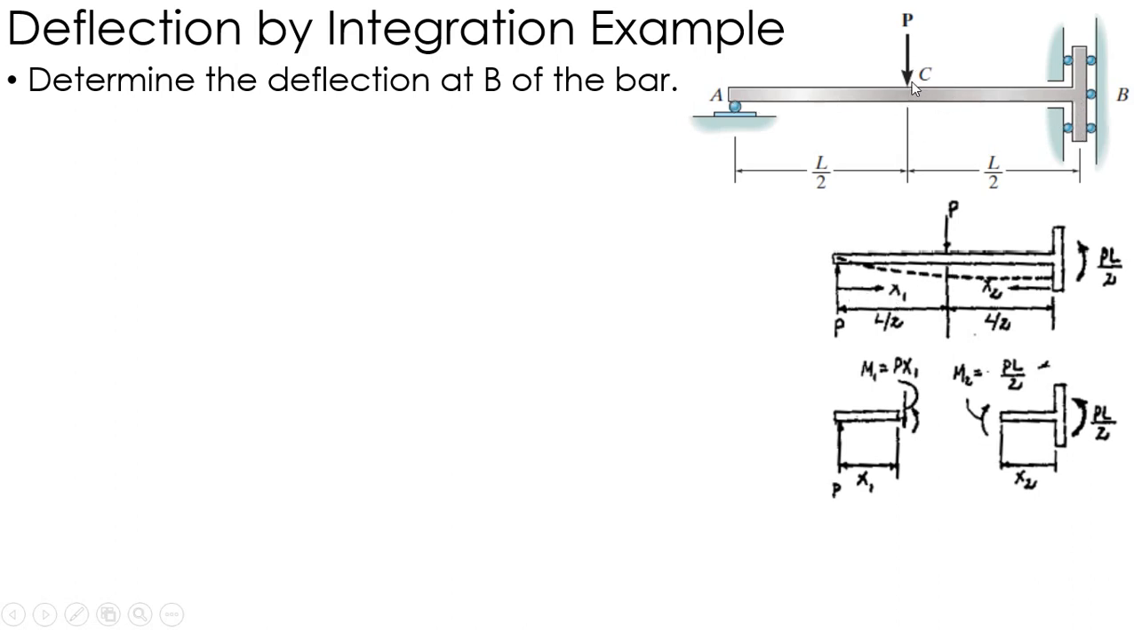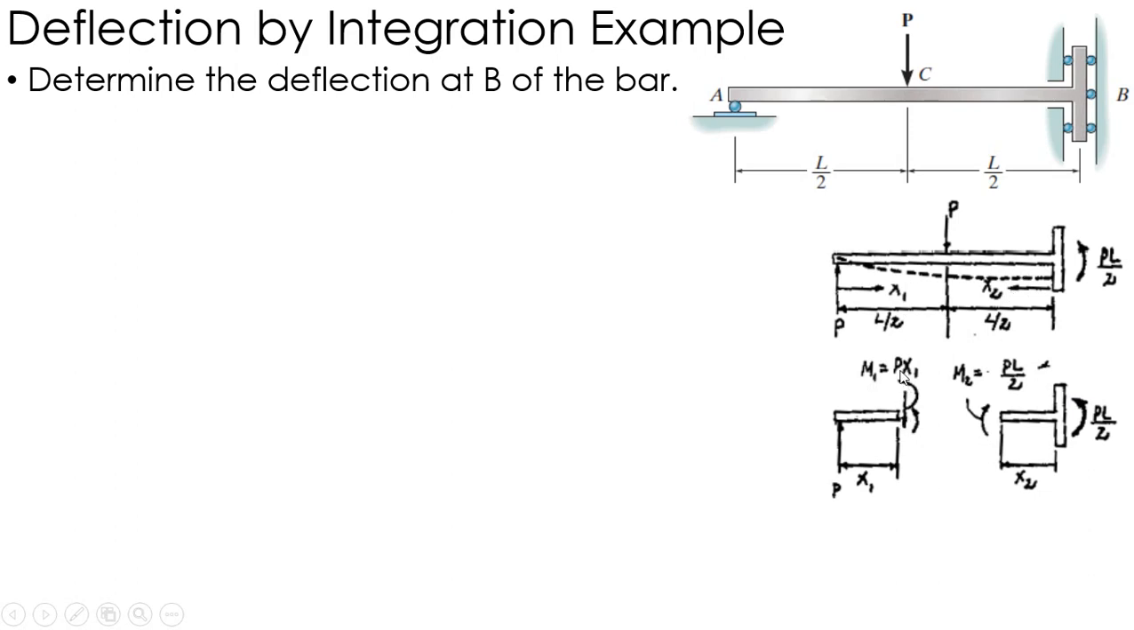So if I sum the forces in the y direction, I learn that the reaction at A is just P going down. Then if I sum the moments, I can find that the moment over here is going to be PL over 2, and that keeps it again in static equilibrium. Once I know those two things, I can cut on each side of the P.